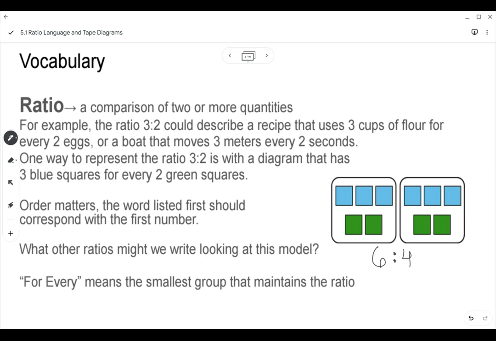In ratios, the order matters. The words listed first, those labels, should correspond with the first number, and we'll see that later in our lesson. The other thing to key into is that "for every" means the smallest group that maintains that ratio. So when you see "for every 2 green squares," that's the smallest amount we could have without messing up our ratio or making it sound funny. Moving on.